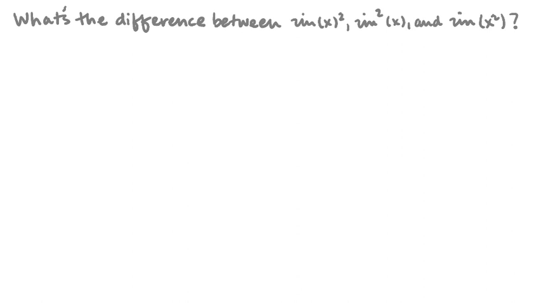So the first two are the same. That is completely true. Sine of x squared and sine squared x are the same thing. They are both the same as taking the sine of x and then squaring it. I seem to like square brackets, but I think that would be the best notation, right?